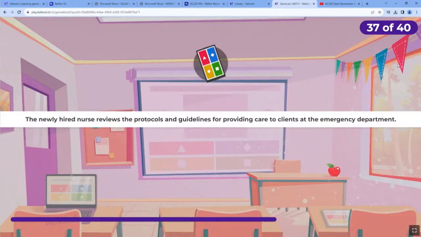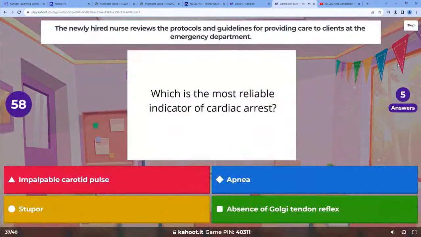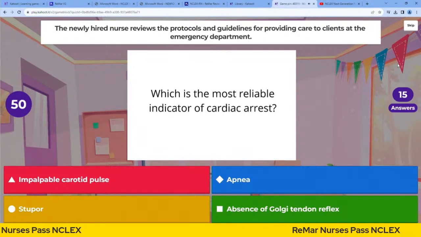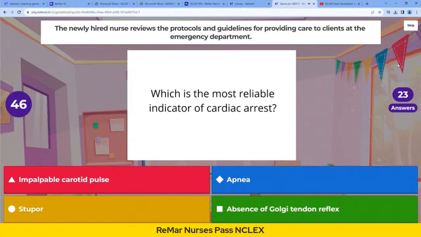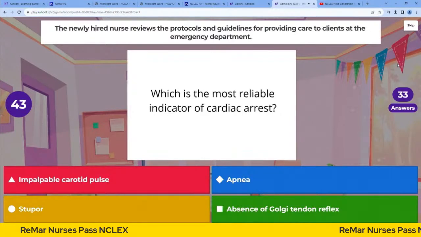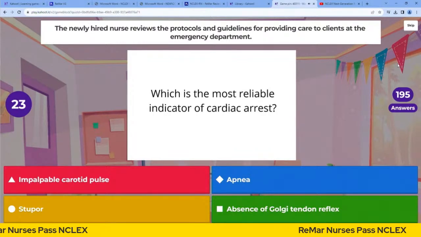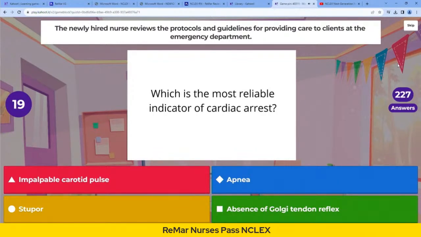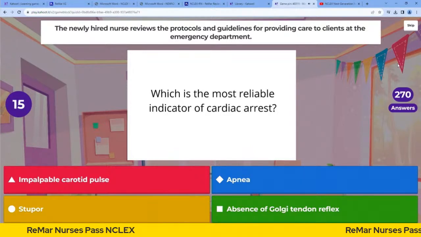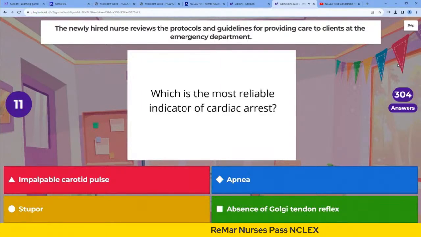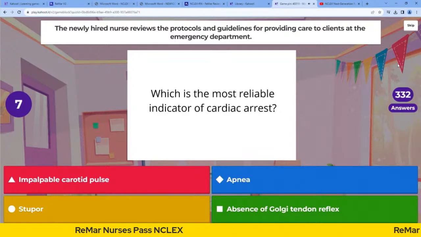There you go. The newly hired nurse reviews the protocols and guidelines for providing care to clients in the emergency department. What is the most reliable indicator of cardiac arrest? Is it red, impalpable carotid pulse? Yellow, stupor. Blue, apnea, or green, absence of the Golgi tendon reflex. I'm asking you, what is the most reliable indicator of cardiac arrest? Red, impalpable carotid pulse. Yellow is stupor. Blue is apnea. Or green is absence of the Golgi tendon reflex.